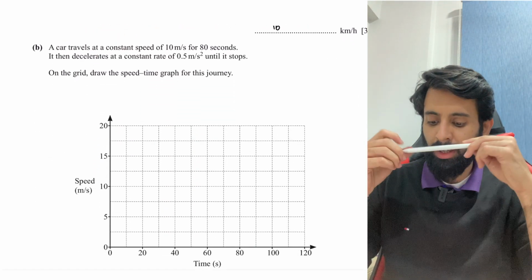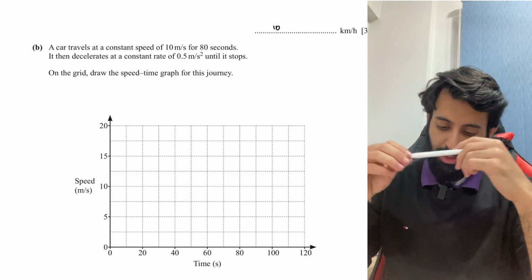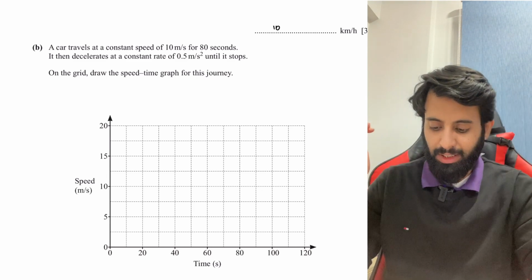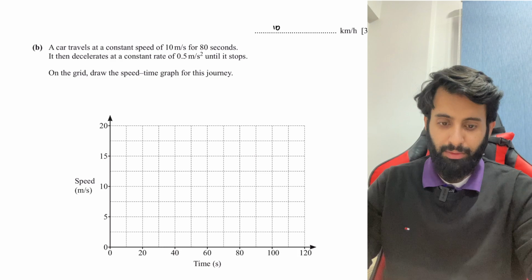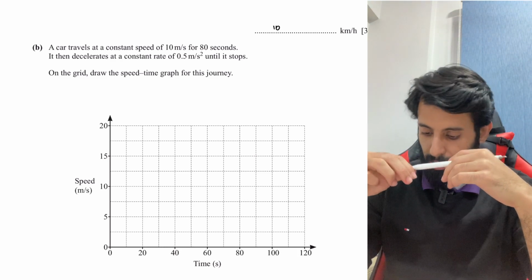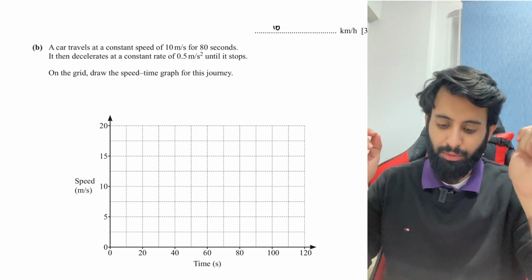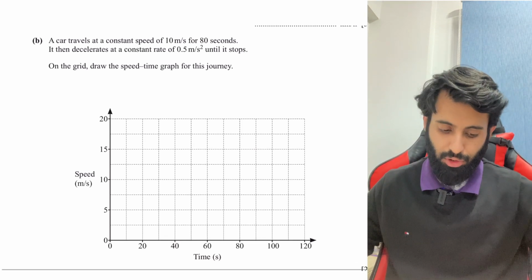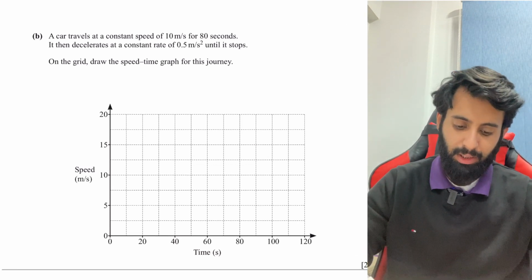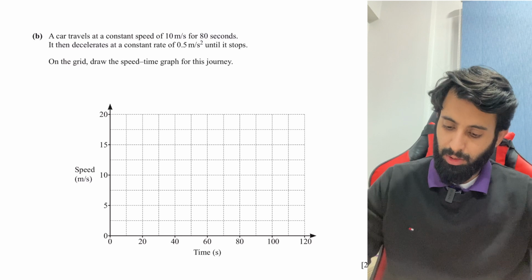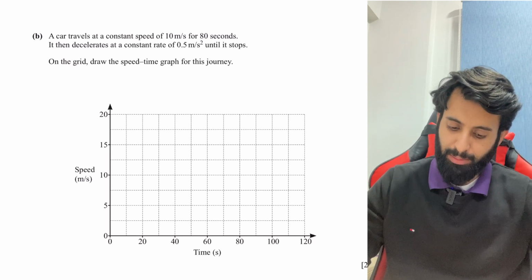Okay, then it says a car travels at a constant speed of 10 meters per second for 80 seconds. It then decelerates at a constant rate of 0.5 meter per second square until it stops. On the grid, draw the speed time graph for this journey. Okay, so this shouldn't be that big of a problem for us, but let's see. So let me see. Travels at a constant speed of 10 meters per second for 80 seconds.